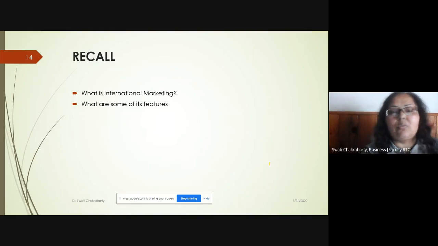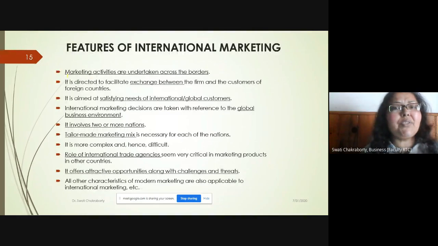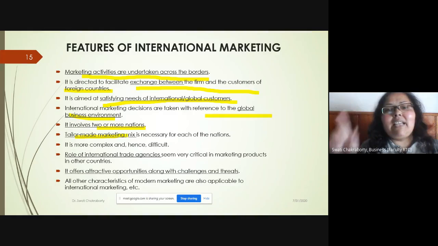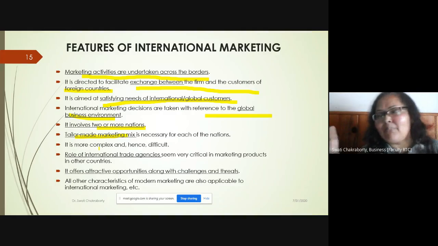So we just discussed what is international marketing, and now we're going to discuss the features. What are the features of international marketing? Marketing activities are undertaken across borders, mainly to encourage exchange between the firm and the customers of local or foreign countries. It aims at satisfying the needs of international or global customers. International marketing decisions are taken with respect to the global business environment, involve two or more nations, and the marketing mix is tailor-made to the needs of a particular nation. You have to make changes as per the needs of the nation. It's more complex and so difficult.